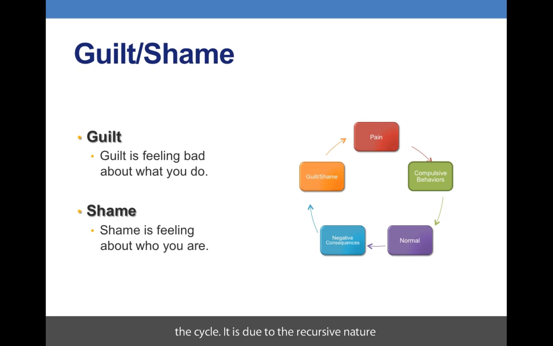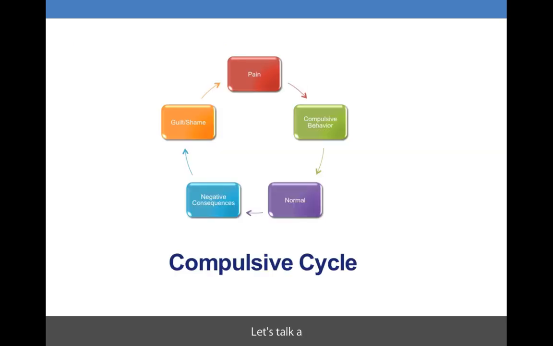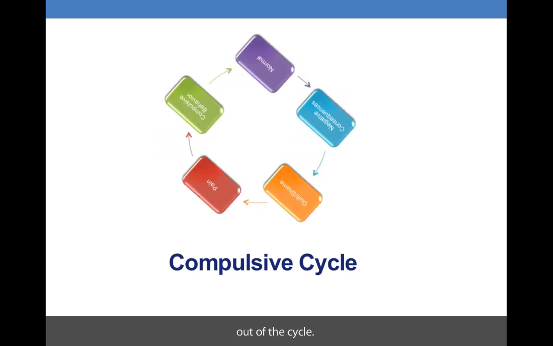It is due to the recursive nature of the cycle that one can understand how difficult it can be for an individual to break out of the cycle and move into the coping cycle. This compulsive cycle will continue to repeat itself until the cycle is broken. Let's talk a little bit about how an individual may be able to break out of the cycle.